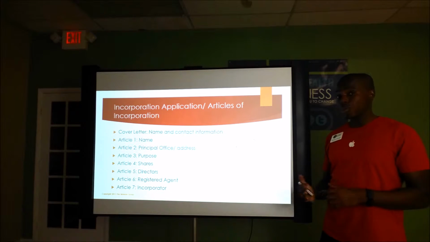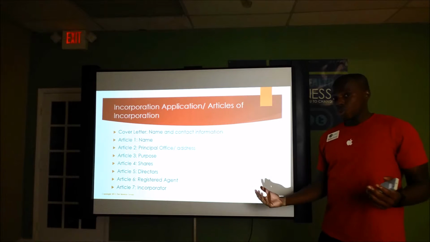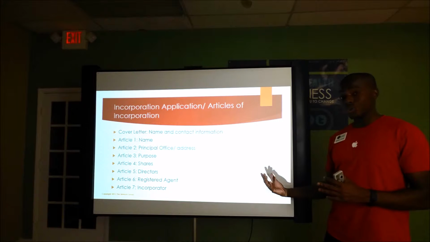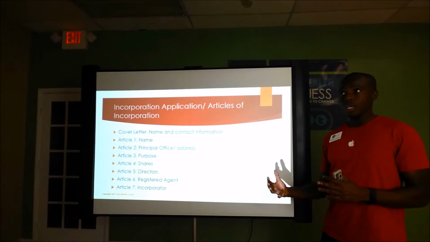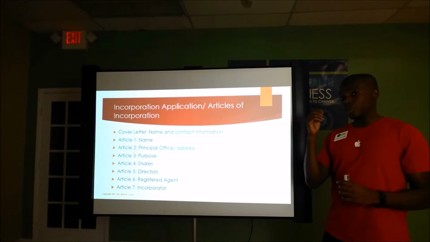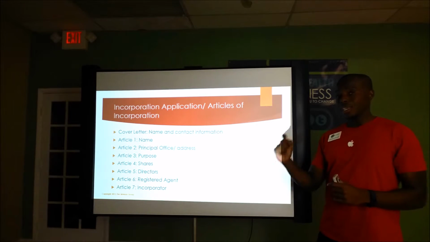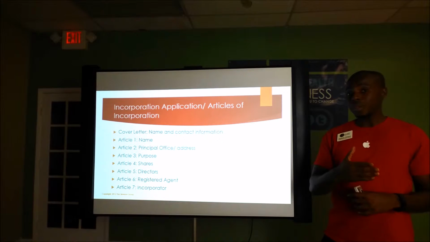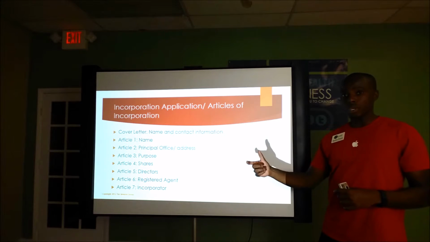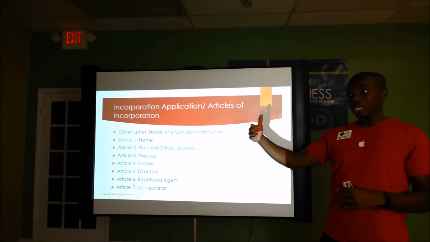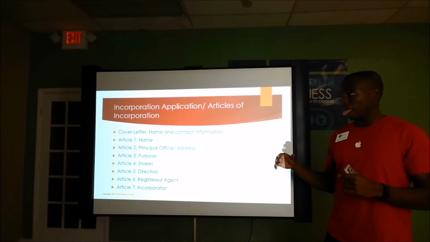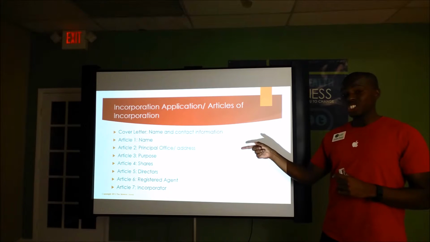Article 3 is the purpose. The purpose of your corporation. This is not just a list of services or goods that you're going to be doing. You want to make sure that you're keeping it very broad. The last thing you want to do is have it very, very specific, and then have to file an amendment, which is going to cost you like $50 in Florida to add something once you start business and begin adding things. Keep it very, very broad. Article 4 is the shares.